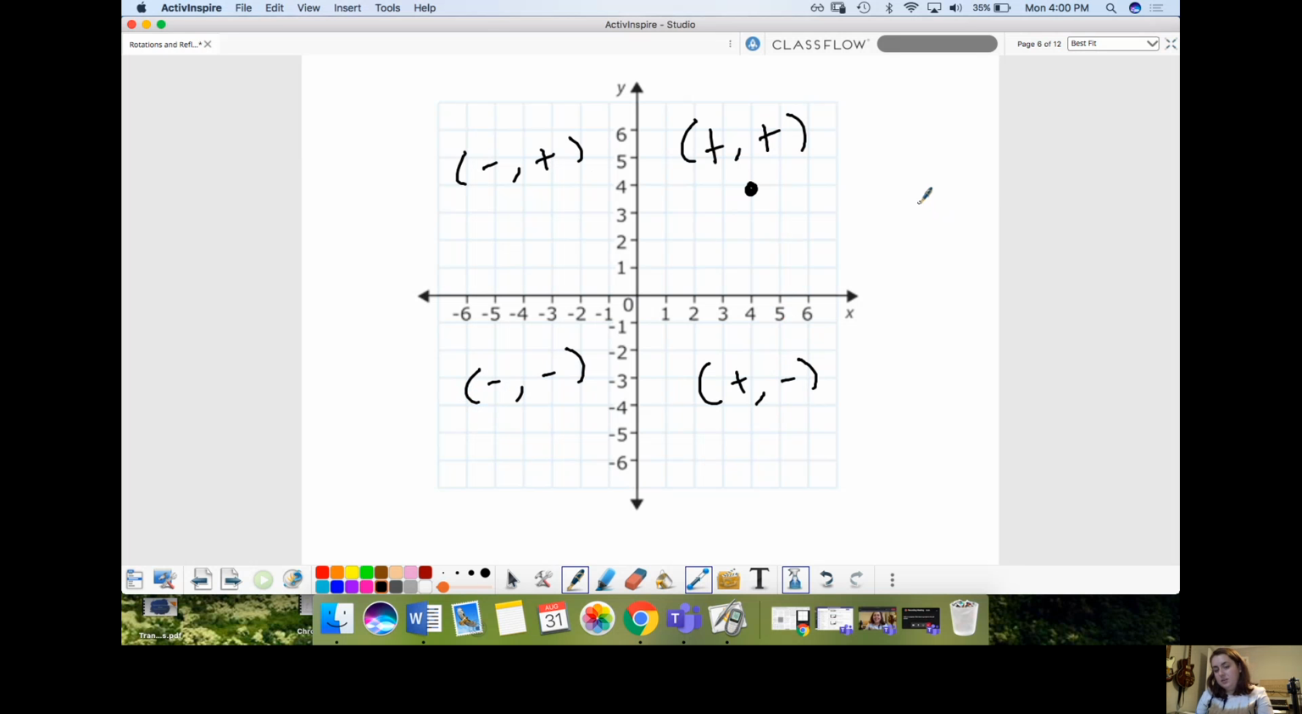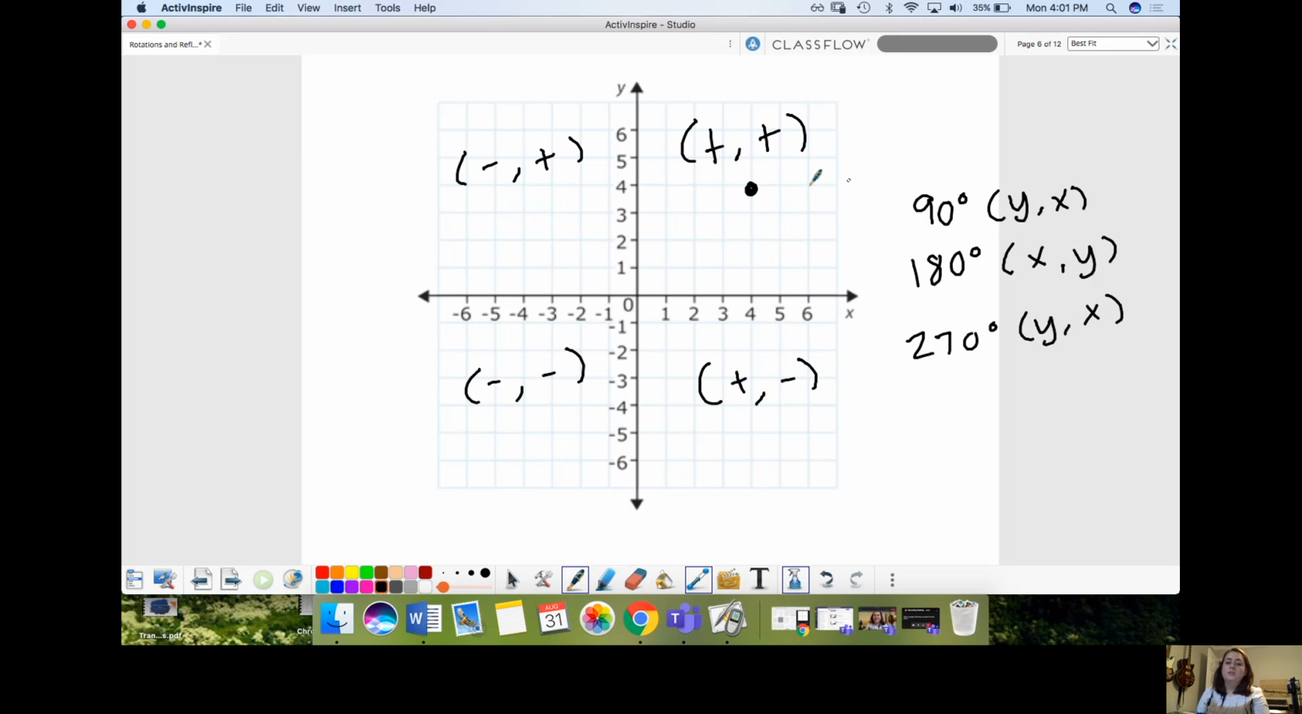Now, these are the rules. If you're going 90 degrees, then your X and your Y swap. If you're going 180 degrees, your X and your Y stay in the same order. And then if you're going 270 degrees, your X and your Y swap. So this applies to either clockwise or counterclockwise. So think about if it's going 90 or 270, then the X and the Y change positions. If it's going 180, it stays in the same position.